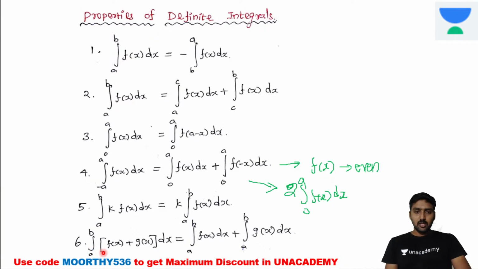integral of a to b, k into f of x dx. Here k is the constant. So while doing the integration process, we need to keep the k outside. And the sixth property, integral of a to b, f of x plus g of x dx, is equal to integral of a to b, f of x dx, plus integral of a to b, g of x dx. We are splitting the integral functions, right?